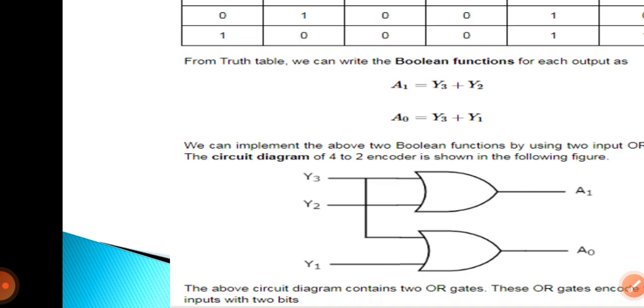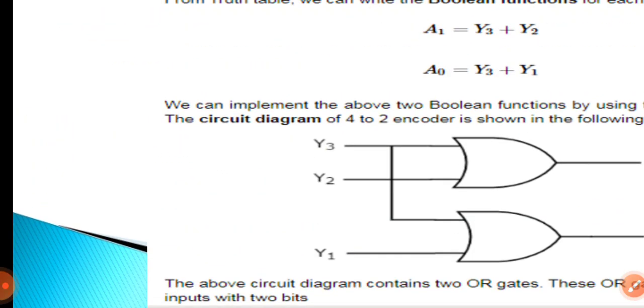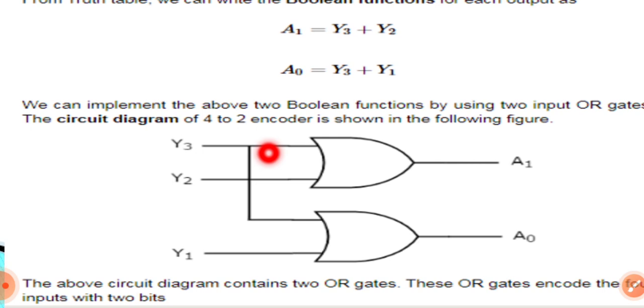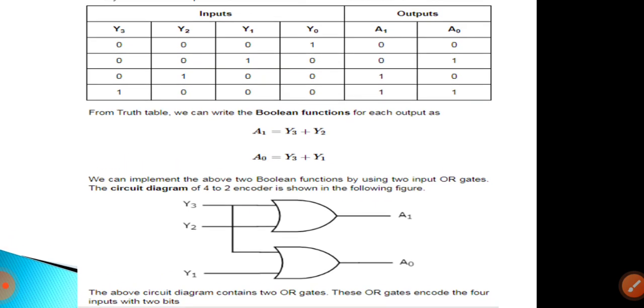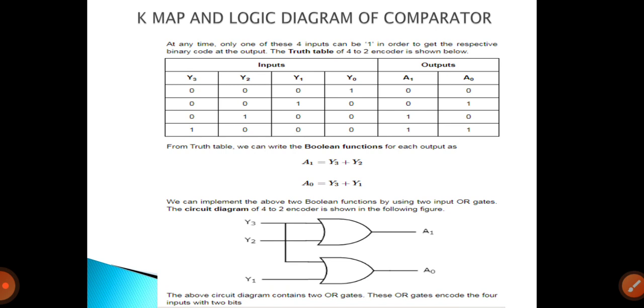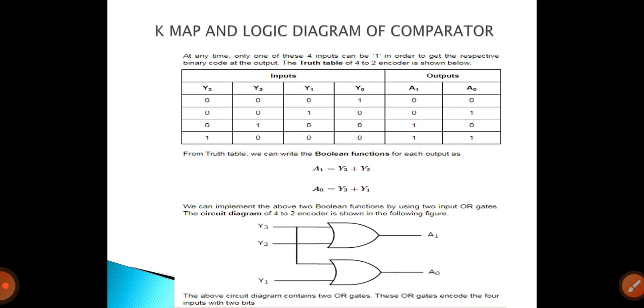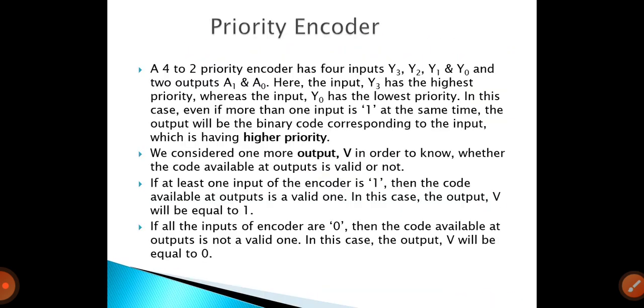We can also write it this way, but I am not showing this one. Yes, this is the way to draw the circuit diagram of the encoder. The definition of an encoder is 2 raised to n inputs and n outputs. There is no need of an enable for the encoder. It is always the opposite of the decoder.